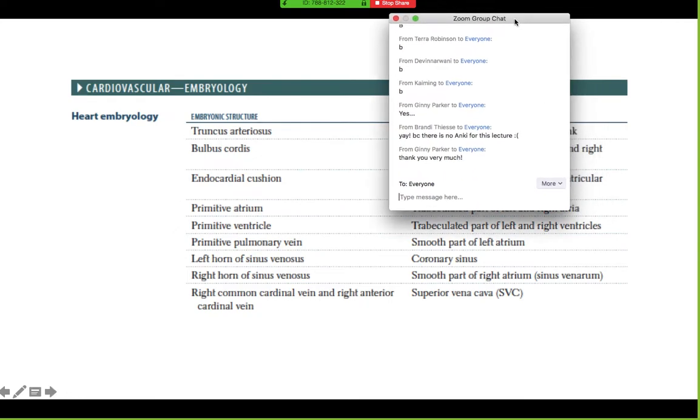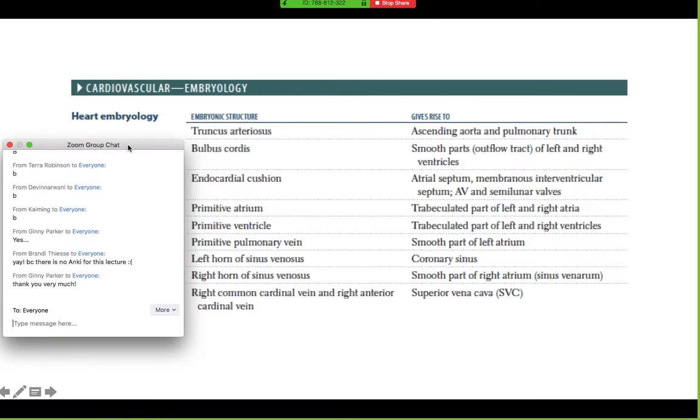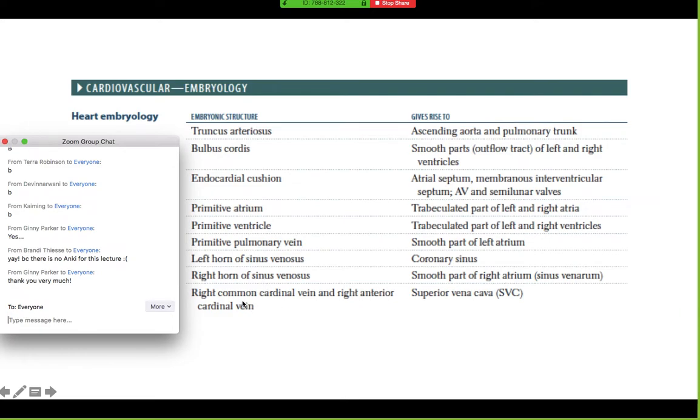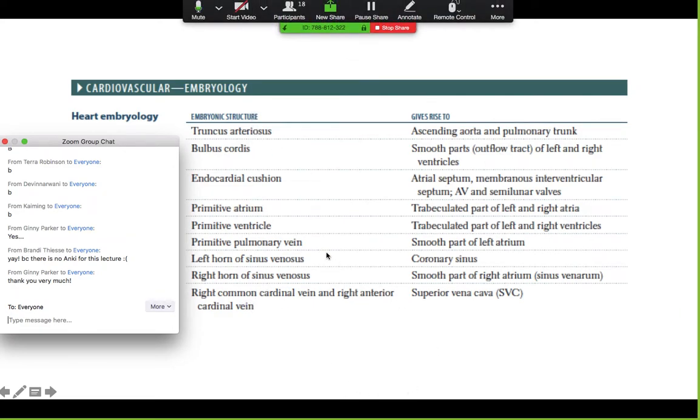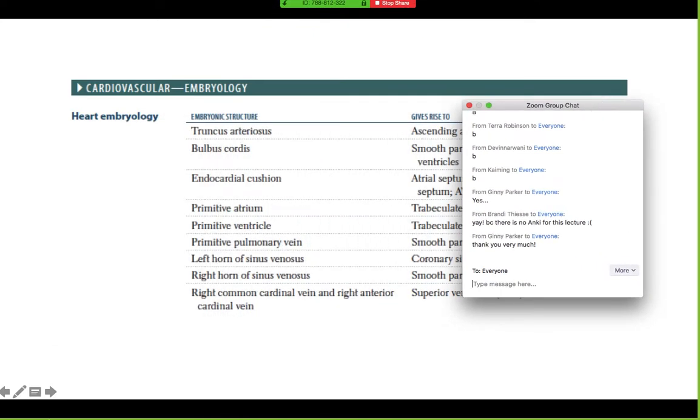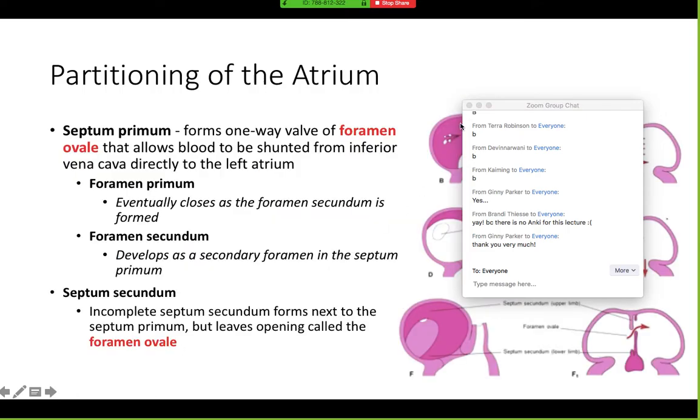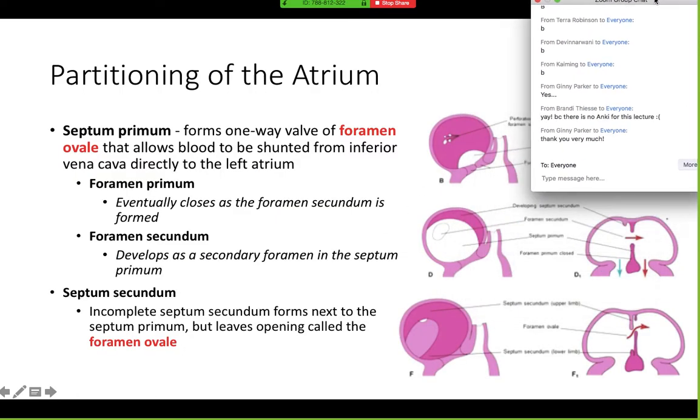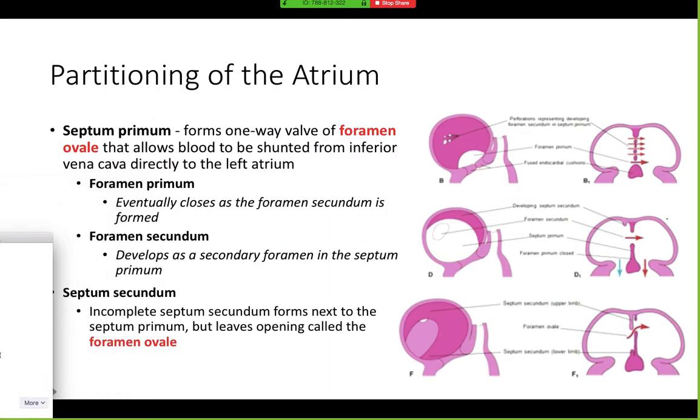All right, so this slide is straight out of First Aid, and this is a really good slide to study from. So take a look at this. All right, next we have partitioning of the atrium. So if I was to guess, I would say he would probably ask you some question about this. So let's try to go through this.